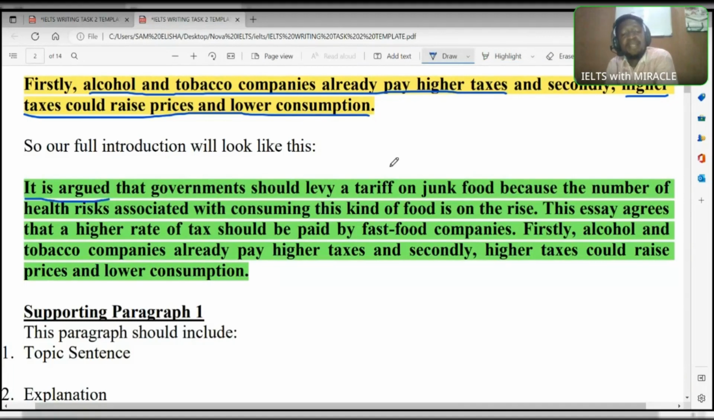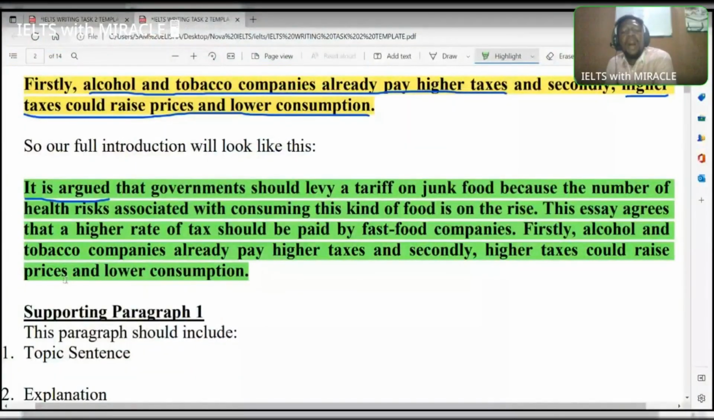It is argued that government should levy a tariff on junk food because the number of health risks associated with consuming this kind of food is on the rise. This essay agrees that a higher rate of tax should be paid by fast food companies. Firstly, alcohol and tobacco companies already pay higher taxes. And secondly, higher taxes could raise prices and lower consumption.